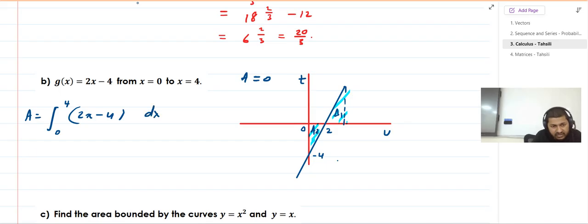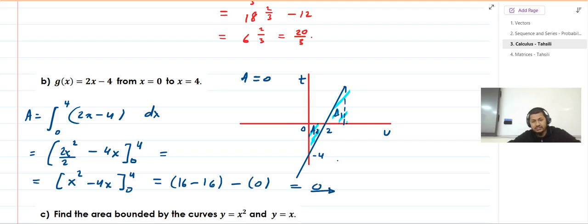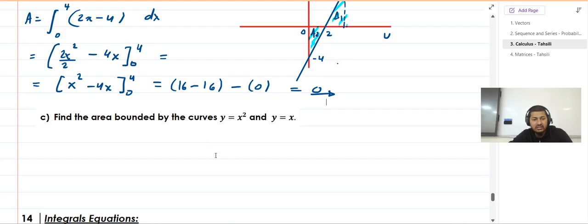Now let's see if the answer is actually 0. So 2x squared over 2 minus 4x, I've integrated this function from 0 to 4. Let's simplify this further: x squared minus 4x, from 0 to 4. Now if I substitute 4 here, I'm getting 16 minus 16 minus 0. So yes, I am getting an answer of 0, which I explained geometrically. Let's look at the last one.